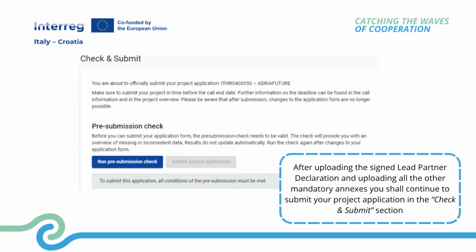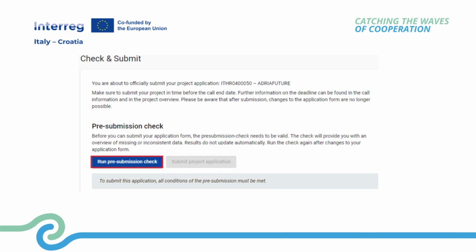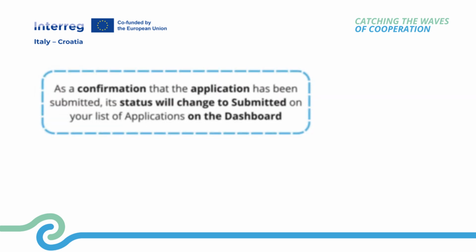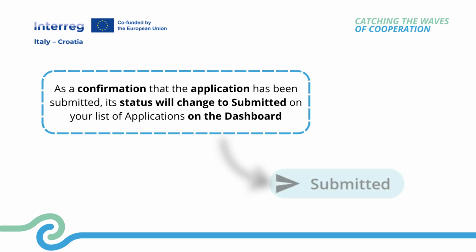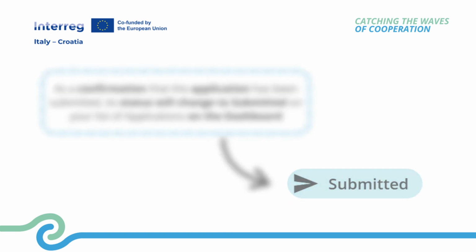Only after uploading the signed lead partner declaration and uploading all the other mandatory annexes should you continue to finally submit your project application in the Check and Submit section. It is necessary to run the pre-submission check one last time before submission in order for the Submit Project Application button to become active again. As a confirmation that the application has been submitted, its status will change to Submitted on your list of applications on the dashboard. Good luck!